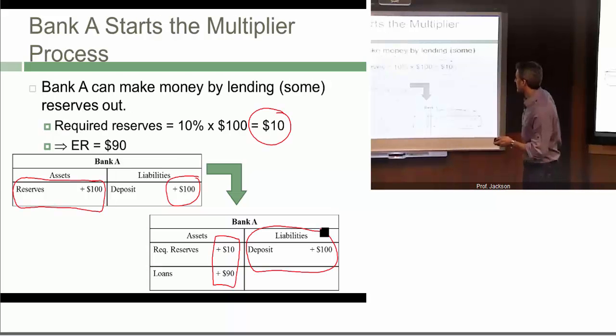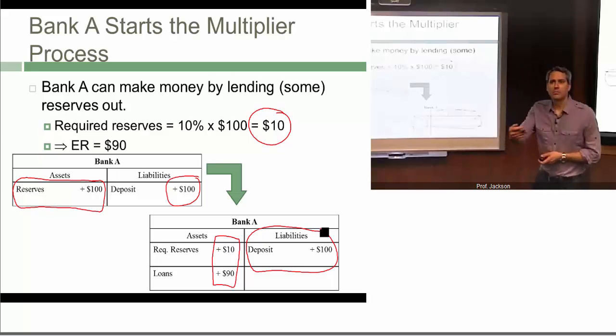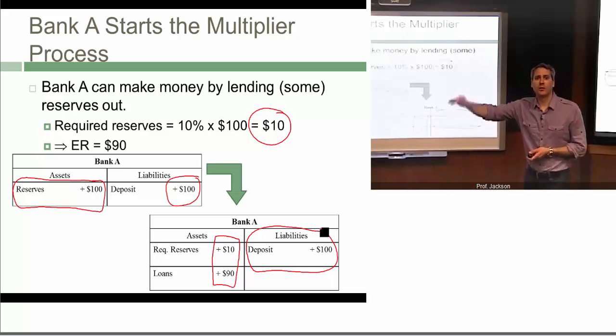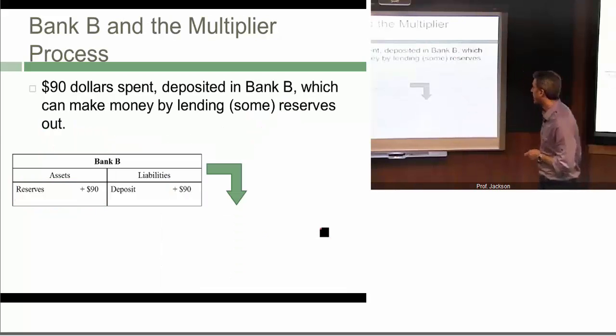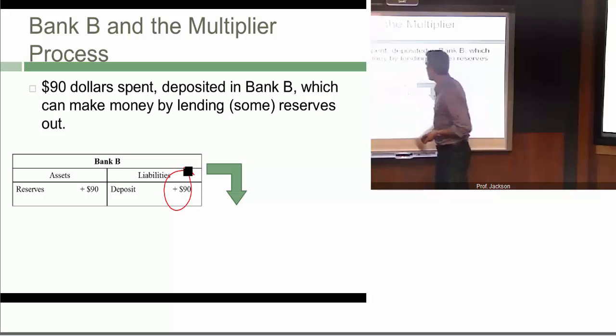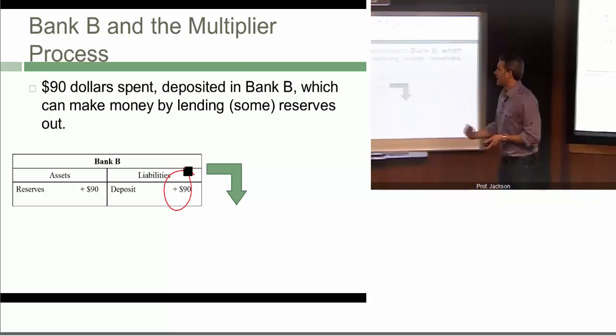So again, we have this Bank A loans $90 out. That money gets loaned out to somebody who goes and spends it somewhere at a business. That business deposits it in its checking account at Bank B. Okay, so a new deposit is created at Bank B. And what's Bank B going to do with it?